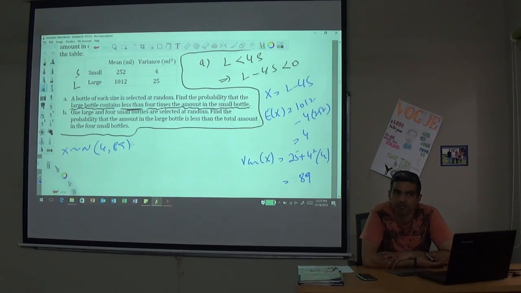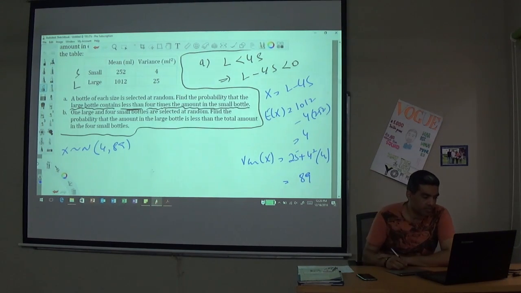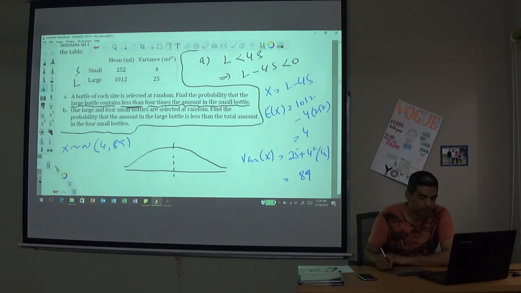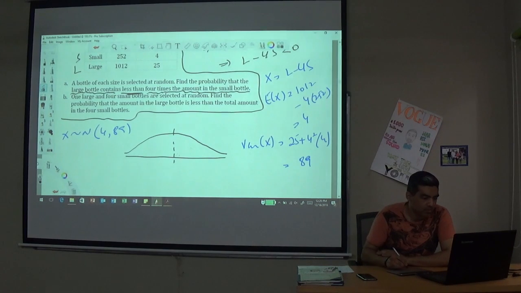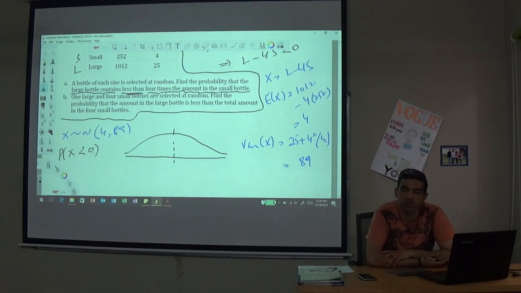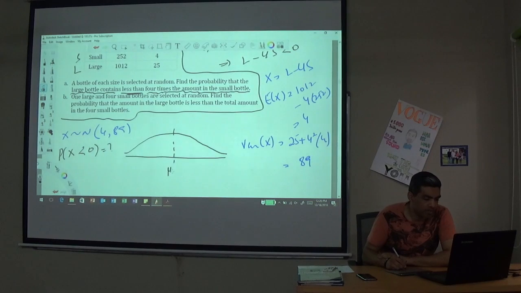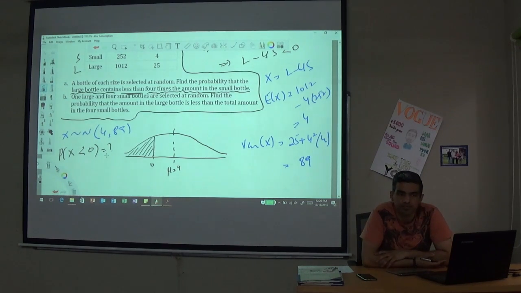Is everyone with me till here? At the back, are we good? Yes. Okay. Let's make the sketch. So what do we want? We want the probability of X to be less than 0. That's what we require. That's what we're trying to find. Mean is 4. 0 is definitely on the left side. This is the area that we want. Less than 0.